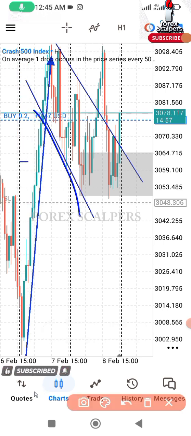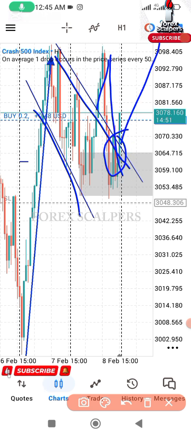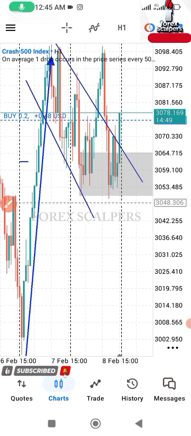So you see that price retested the pattern. So price broke out of it. We can consider this as the retest of the pattern, and then price is pushing to the upside. Is that not simple? Yeah, it is. And this is what we do.